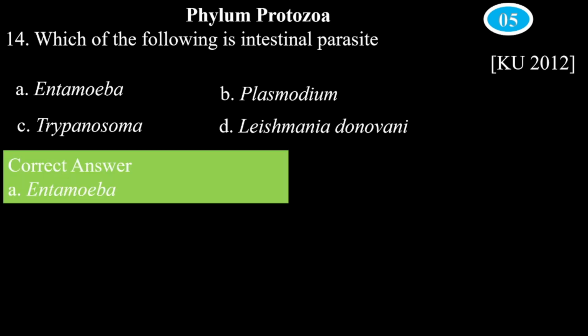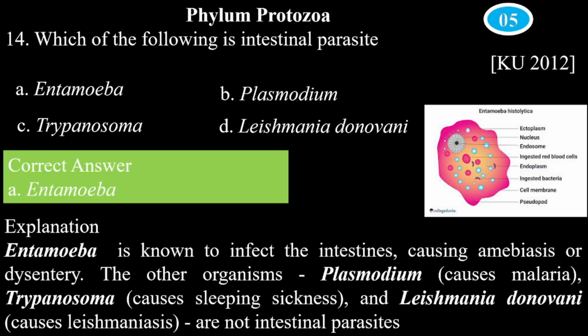The correct answer is option A. Entamoeba. Entamoeba is known to infect the intestines, causing amoebiasis or dysentery. The other organisms, Plasmodium causes malaria, Trypanosoma causes sleeping sickness, and Leishmania donovani causes leishmaniasis, which are not intestinal parasites.